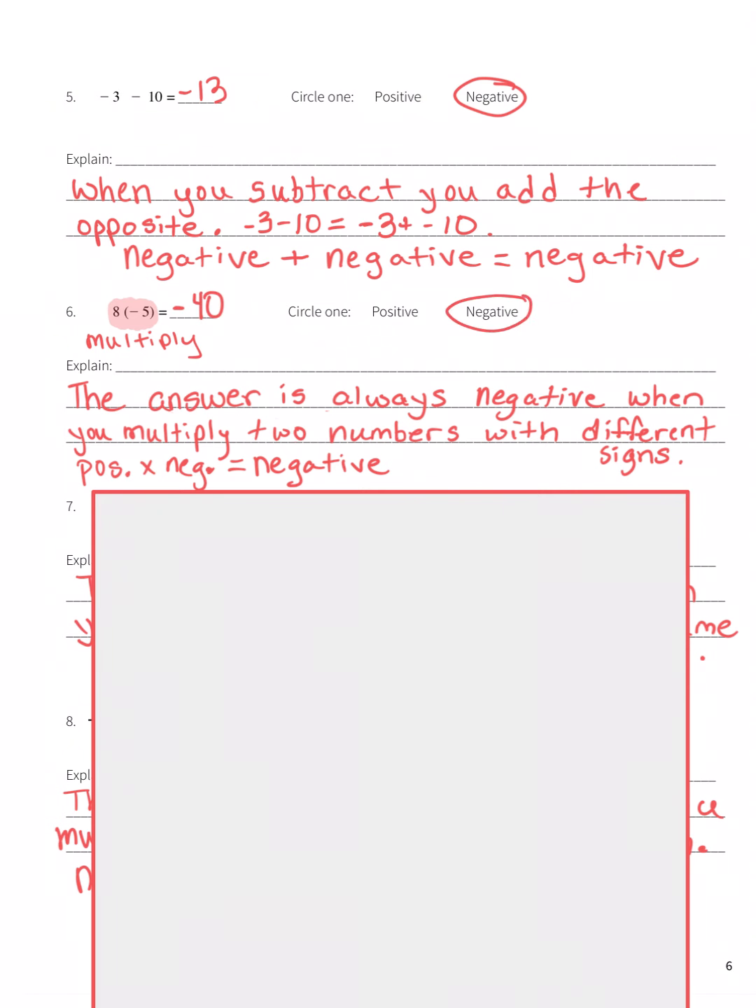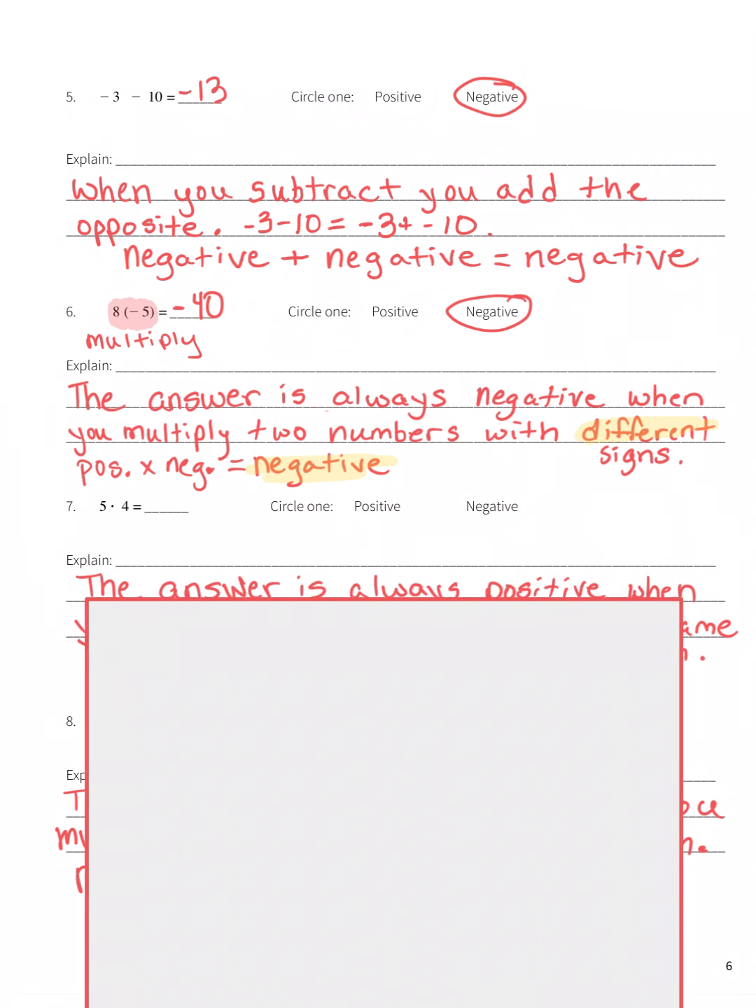And why is that? Oh, so make sure we circle negative. The answer is always negative when you multiply two numbers with different signs. So a positive times a negative is equal to a negative. So when you multiply, if they're different signs, the answer is always negative. And maybe you want to highlight here, different signs, negative, because that's the key information right there. Okay, let's move on.